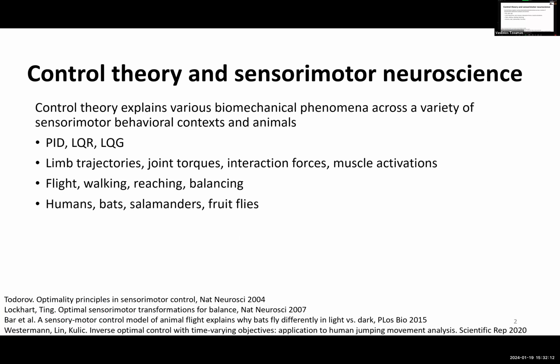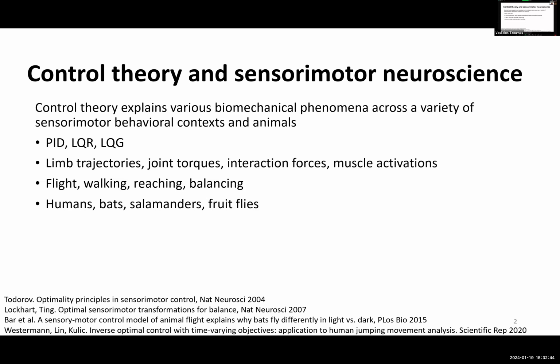So how animals use their sensory information, be it vision, touch, electric waves, hearing, whatever sensory modalities are available to animals, they use that information to inform their movements. And control theory, particularly PID, LQR, and LQG, so very simple controllers, are capable of explaining various biomechanical phenomena across many different behaviors and many different animals.